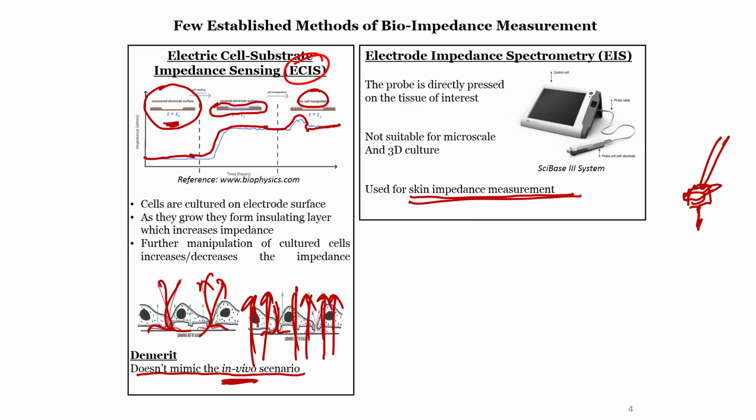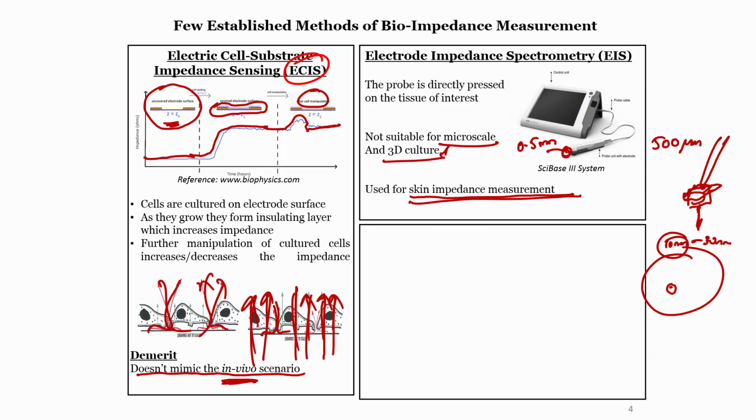And this is not actually suitable for microscale or 3D culture, because the tip is quite big. You cannot take this probe and put it inside a cell culture dish and try to measure, that is not possible, because this tip is very large. Cells are only around 10 to 30 nanometer in dimension. This tip is clearly at least 0.5 mm or 500 micrometer in dimension. So it cannot be used in the microscale or for 3D cultures. That is the shortcoming of electrode impedance spectroscopy, but it is a very nice technology.